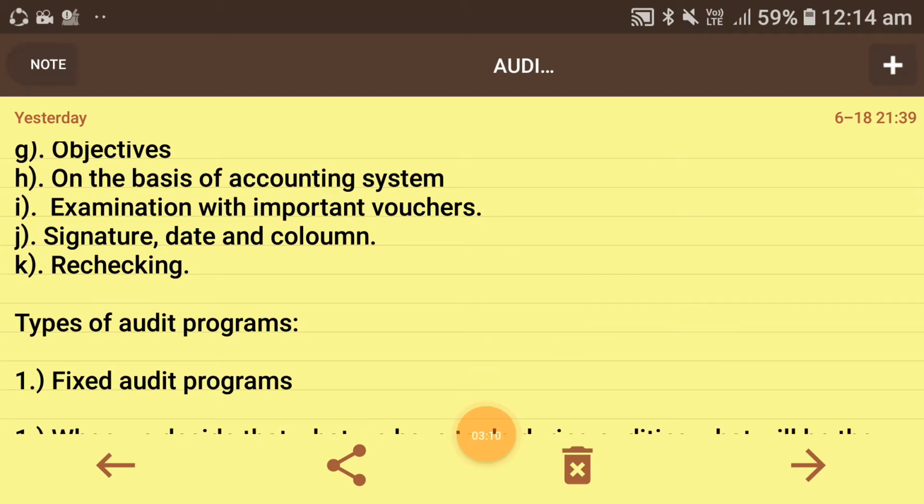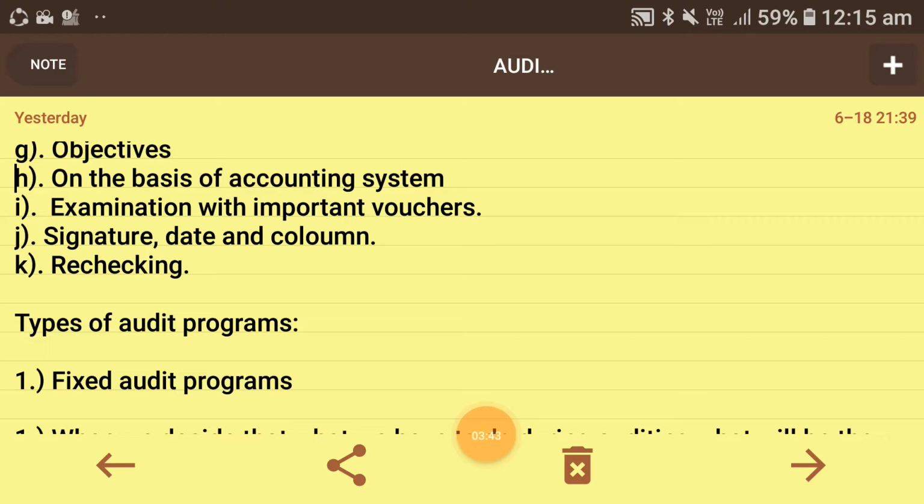Next is signature, date and columns. After making the audit program, the auditor should sign it. He is liable to put the date and the columns etc. on that program. Only then is it treated as verified and as a perfect audit program. Next is rechecking. After making an audit program, it should be rechecked to find out any errors and mistakes it involves.